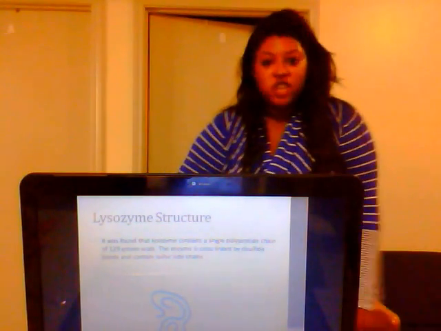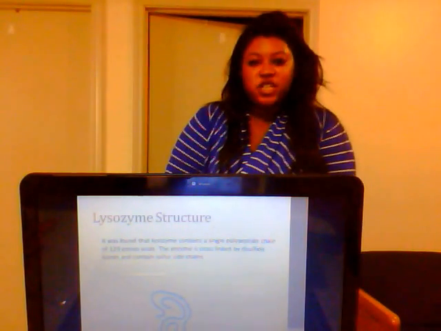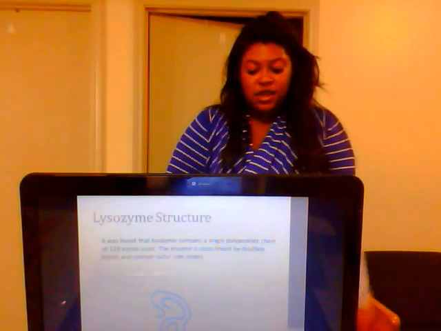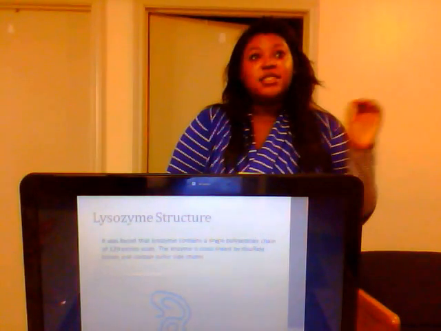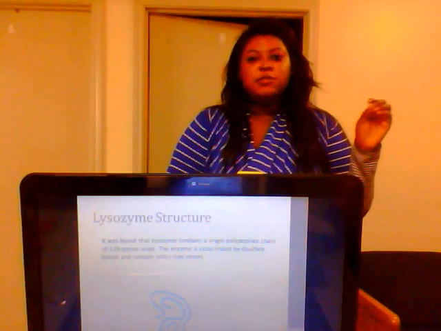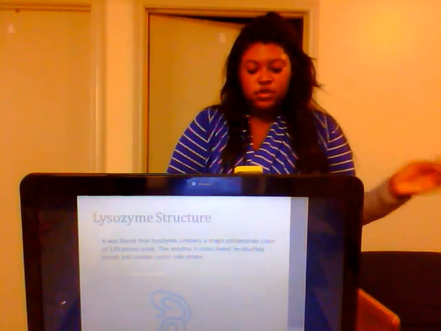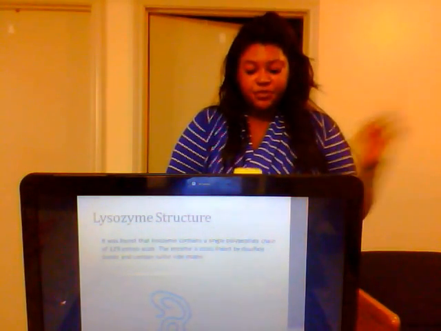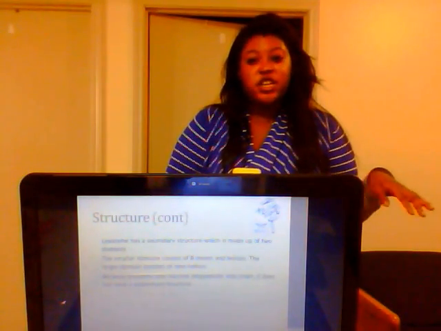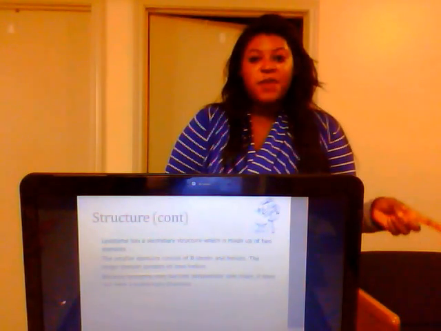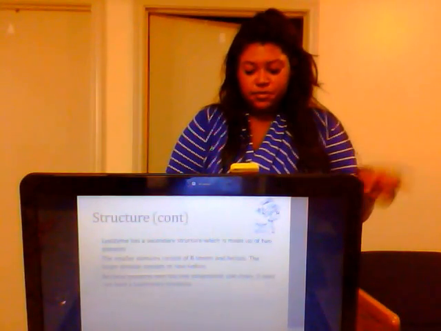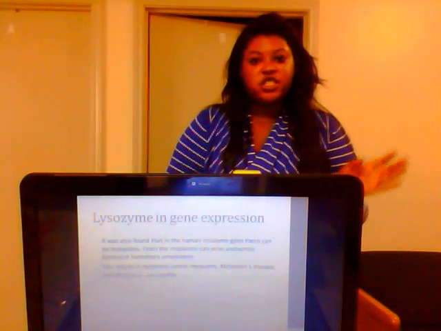So, lysozyme structure. For the primary structure, it consists of one long polypeptide chain that has 129 amino acids. It has four disulfide bonds that contain sulfur side chains. For the secondary structure, it has two domains. The smaller domain has 9 helices, and the larger has 11. And like I said before, there's no quaternary structure.